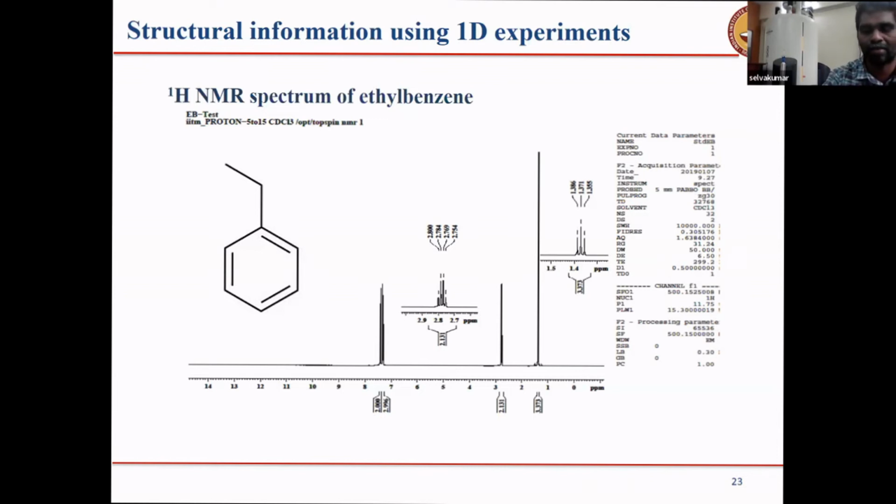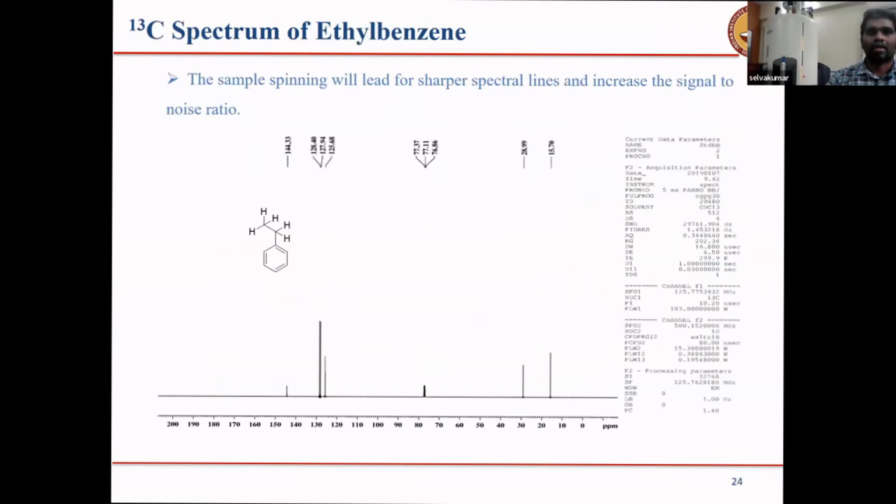We can integrate and we can find out the number of hydrogens. Next, this is the ethylbenzene C13 NMR spectra. In general, the carbon spectrum gives information about the number of carbons. It may be aliphatic or aromatic. It will give all the information.